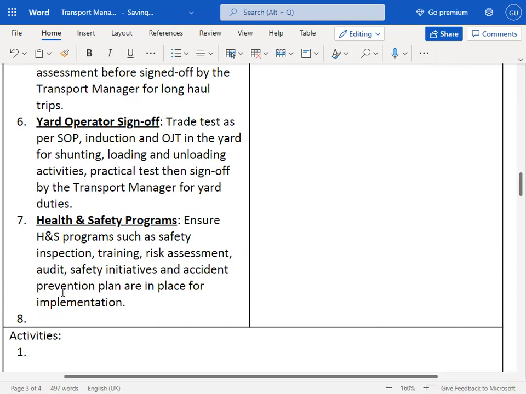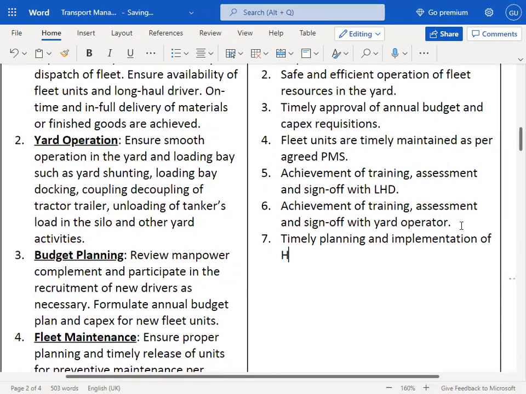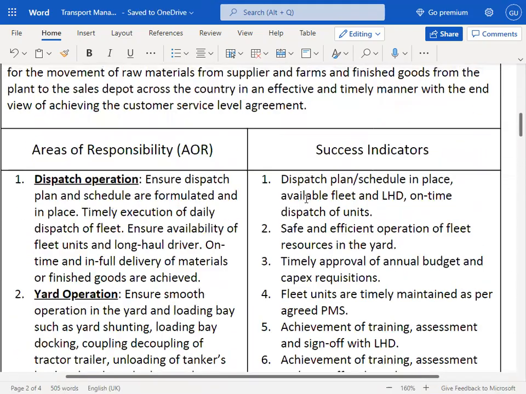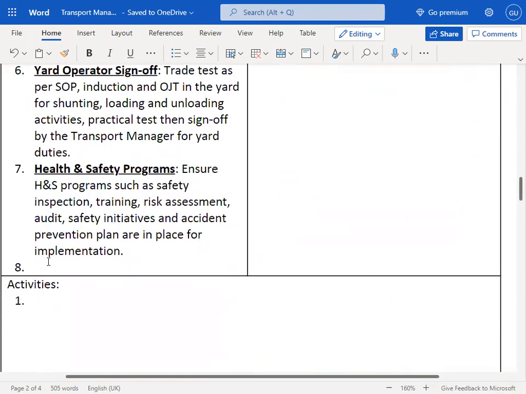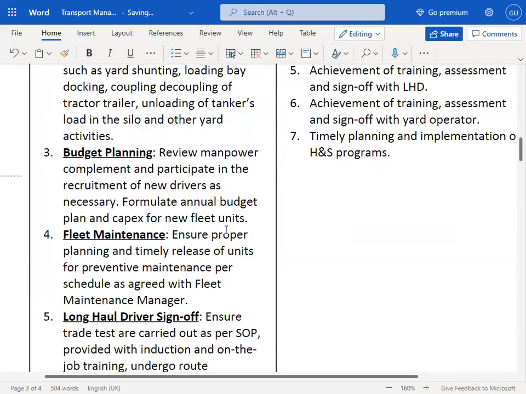All right. Okay. Let me write the number 7. Make it simple too. Just say timely planning and implementation of health and safety programs. Make it simple. Okay, that's it. I think this is enough. You didn't need another AOR. This would be enough. No need for another AOR. Okay. So this is it.